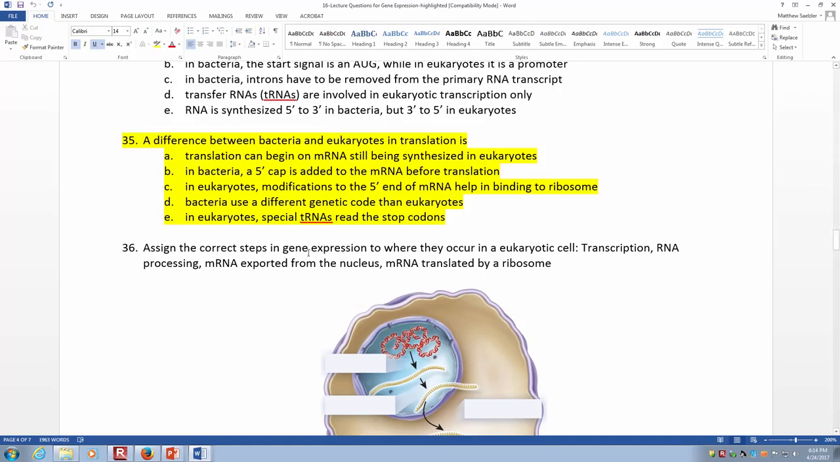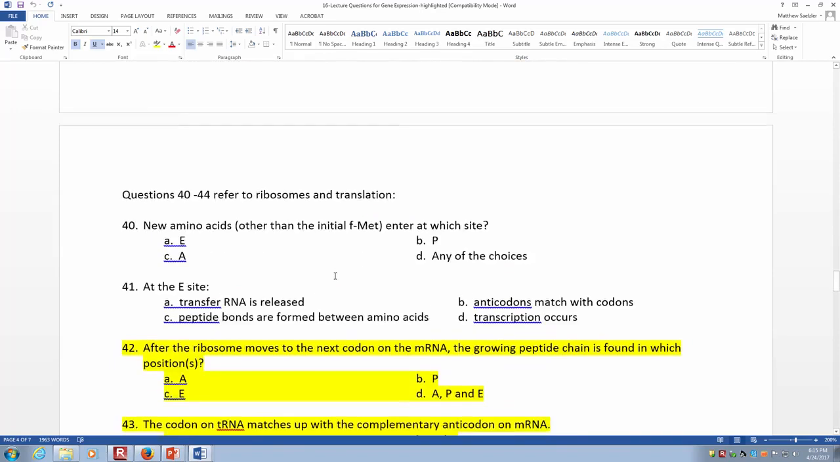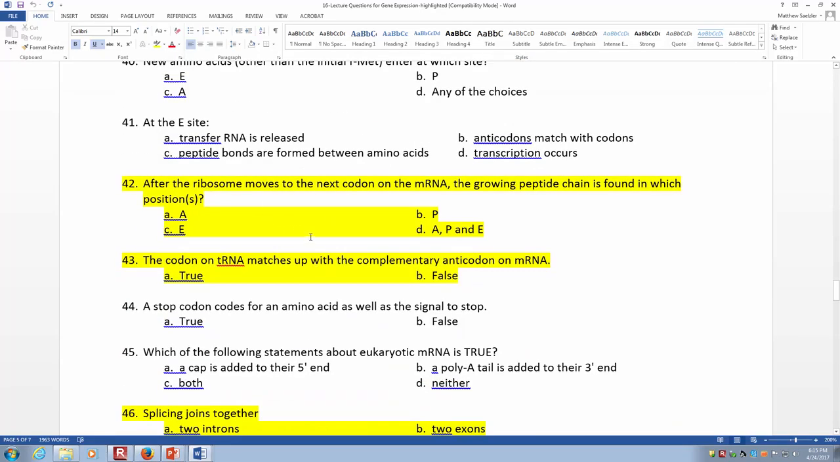No. But those do, yes, that is an R and F. Right, release factor. Okay. Yep, I have more. 42.